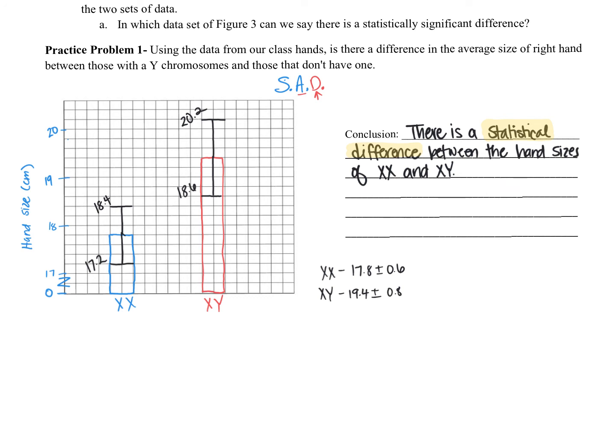Then in the second part of your conclusion, you're going to justify how you know it was a statistical difference, and that's where you talk about the SEM bars. And that's it for the conclusion. That's all you're going to need.